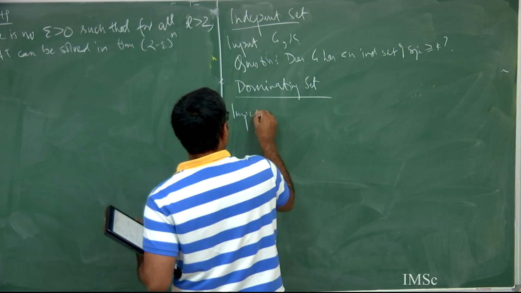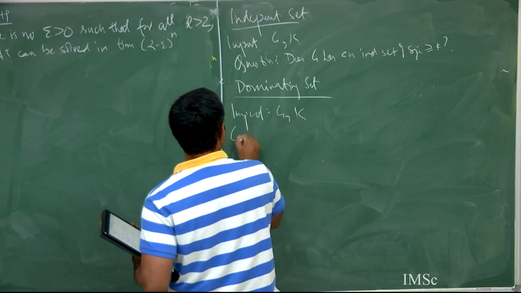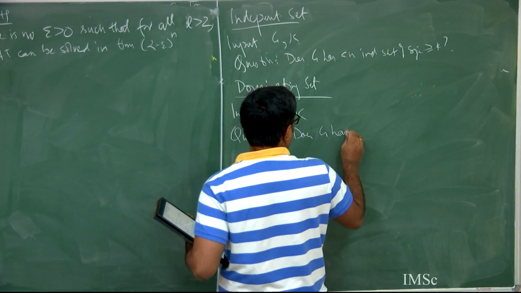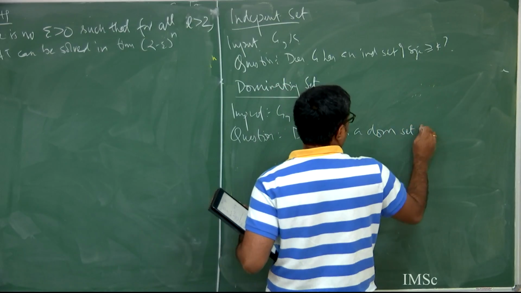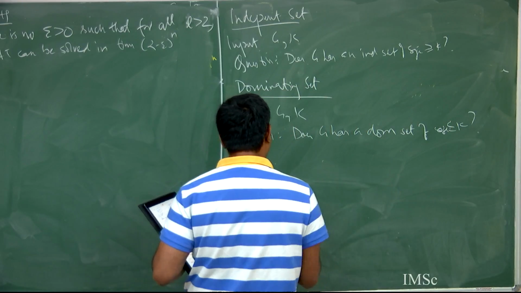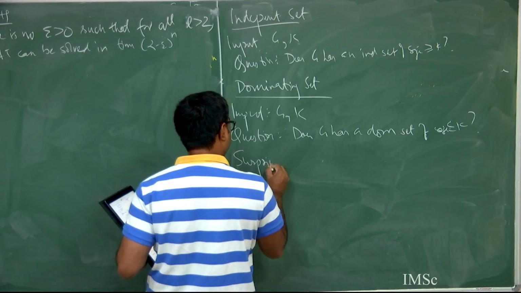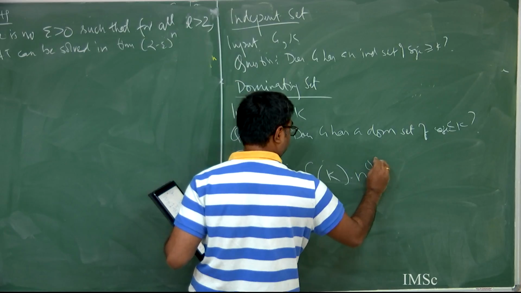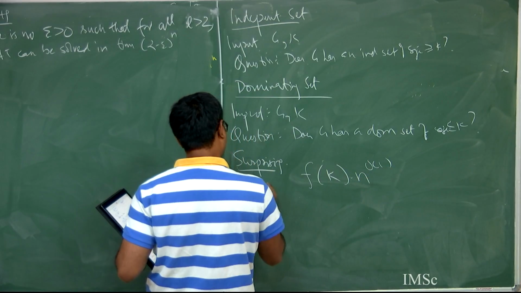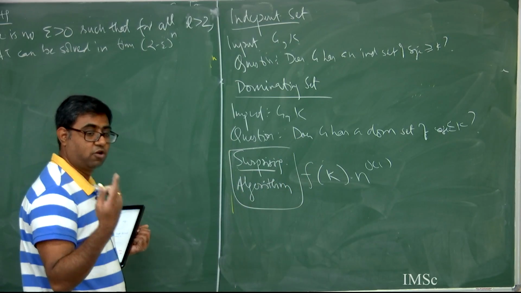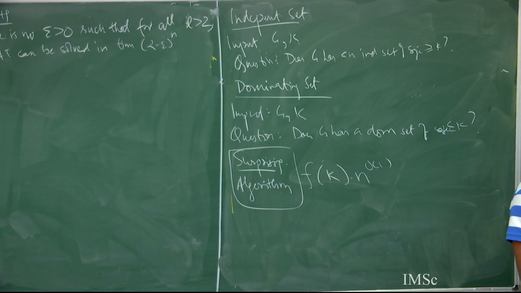Dominating set: input G comma k. Question: does G have a dominating set of size at most k? And what would be a surprising thing here? A surprising thing would be an algorithm with running time f of k times polynomial. This is a surprising algorithm. We will deal with this in the next 2-3 lectures in the normal parameterized complexity course, and I will give some reductions.